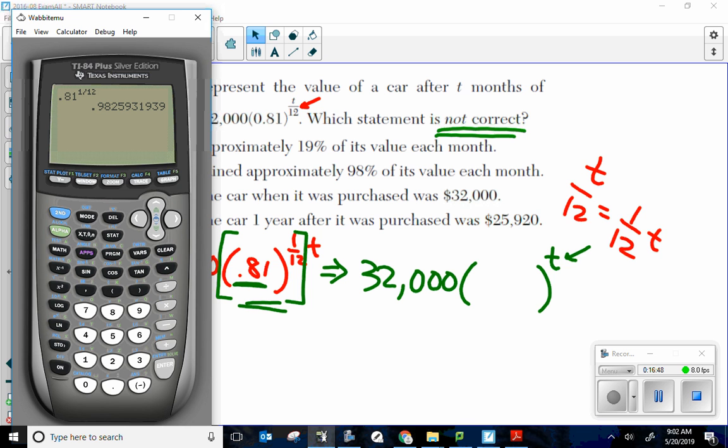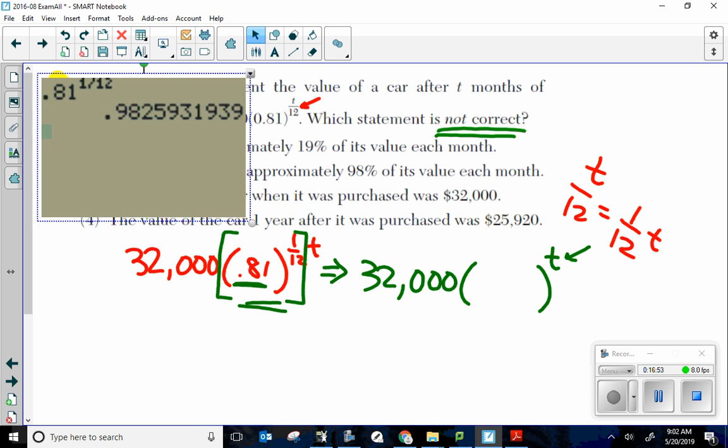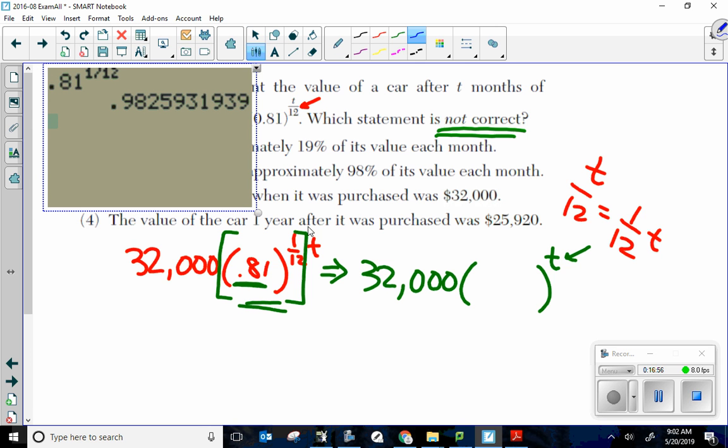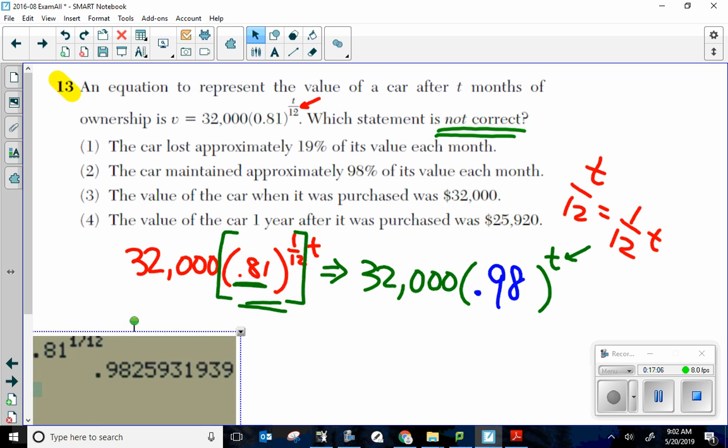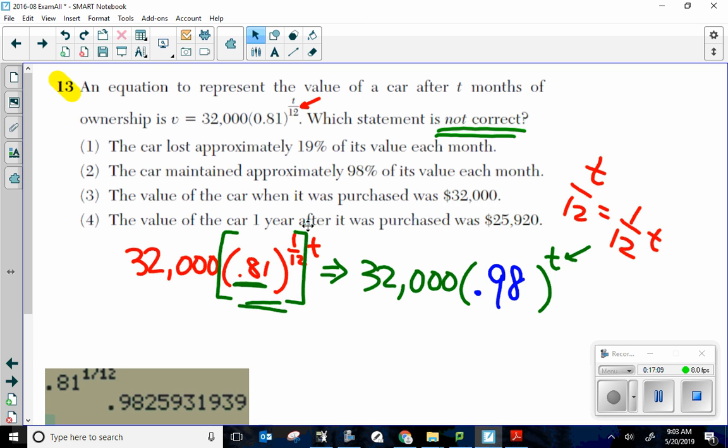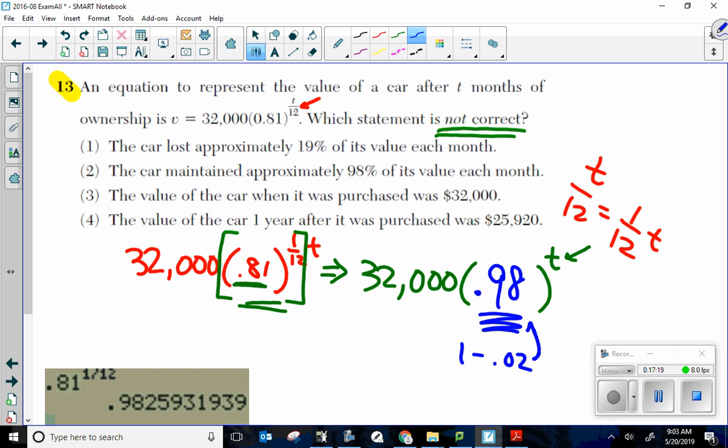Let's call that 0.98, because all of our decimals that they give us are 2 decimal places. So 0.98. Now if I want to know how much the car increases or decreases per month, this is what it tells me. That is 1 minus 0.02. 1 minus 2% gives you 98%. So it's a decrease of 2% per month.